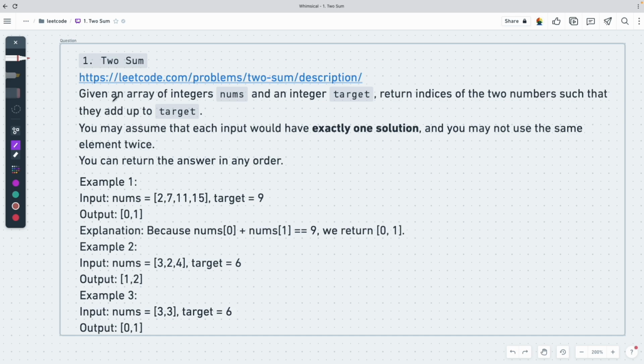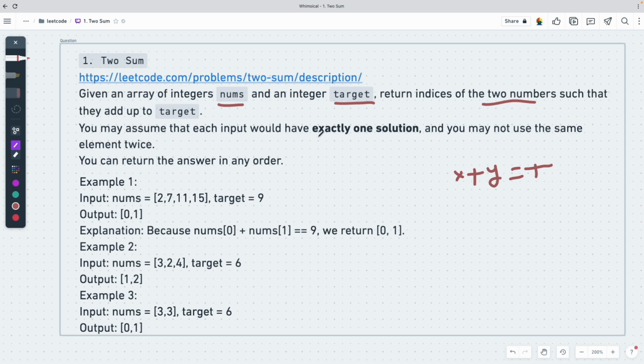First, let's understand the problem. The problem statement says, given an array of integers and an integer target, return indices of two numbers such that they add up to the target. That means we have an array of numbers and we have to find indices of two numbers x and y such that x plus y is equal to the target value that is given.